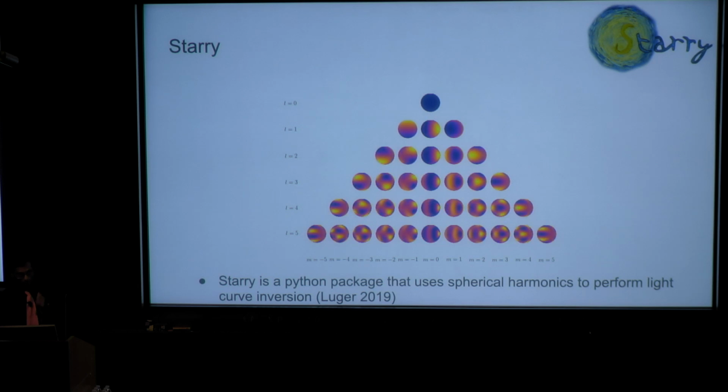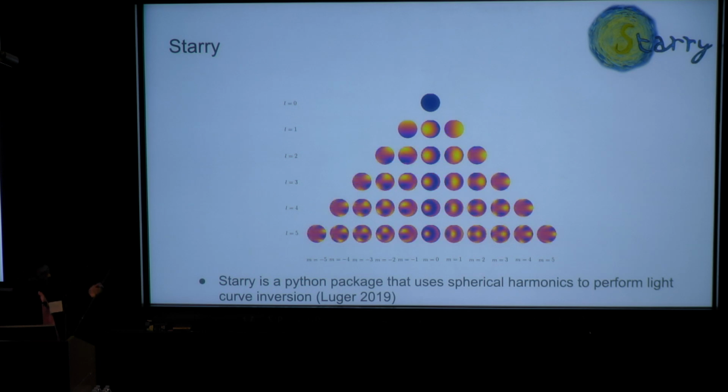The first method I will talk about is a package called Starry. This package uses spherical harmonics to calculate its light curve inversion. Spherical harmonics are just functions we use when we want to work with spheres. Here on the y-axis, we have L, which we call the degree, and M is the order. Within a degree, you add up all these spheres, and you get the surface of your object.